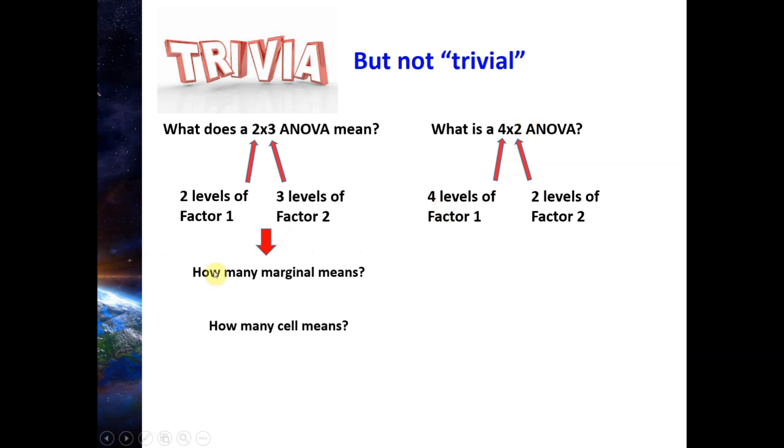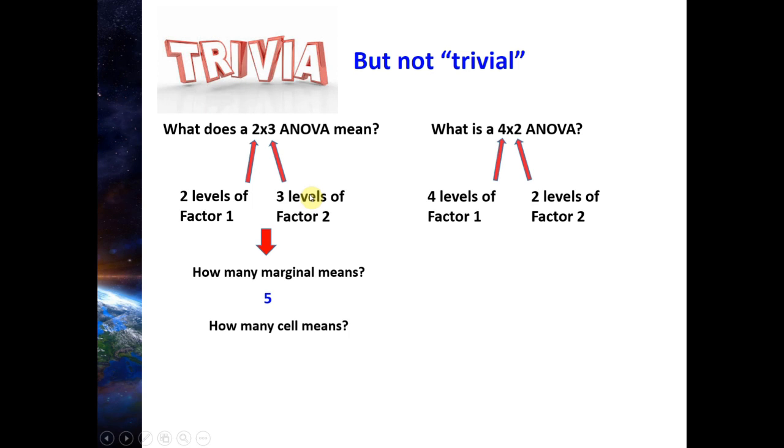Right. How many marginal means would this type of ANOVA have? Well, think about it. If you have 2 levels of factor 1, you have 2 marginal means. If you have 3 levels of factor 2, you have 3 marginal means. So putting it all together, all you have to do is add. There's 2 marginal means here plus 3 marginal means here. That gives you 5 marginal means.